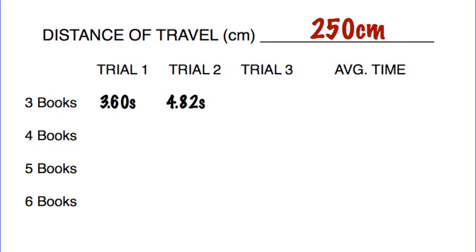4.86. As you notice, our trial 1 and trial 2 do not match. And that's the reason for doing multiple trials, is because of the human error in place.